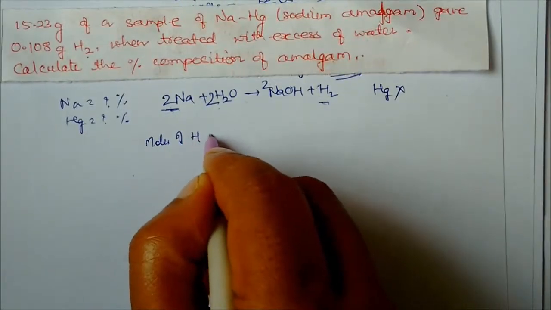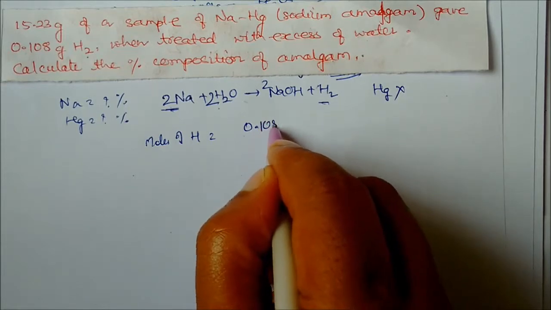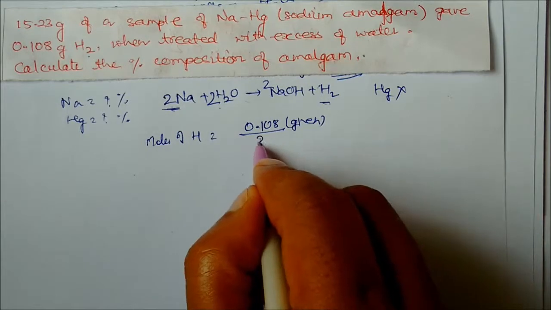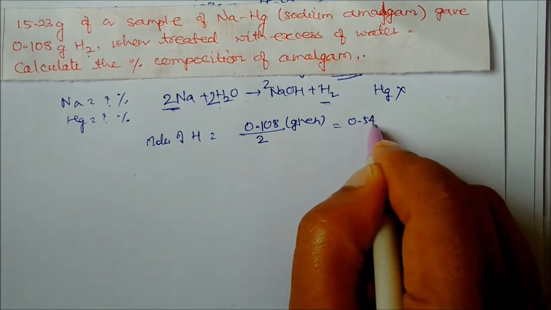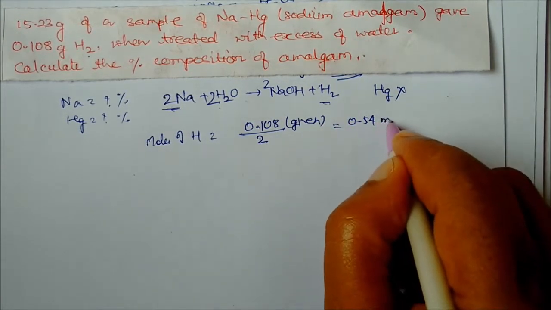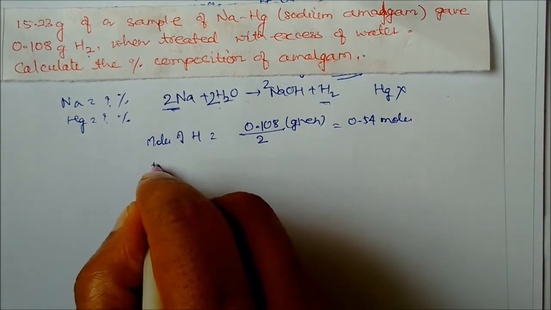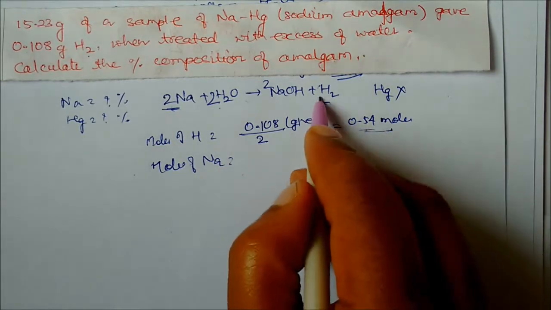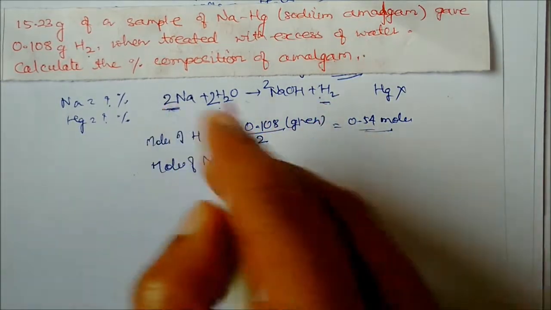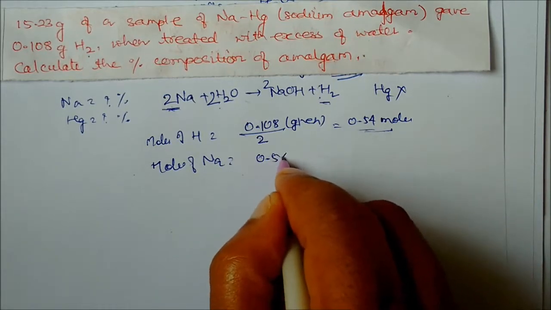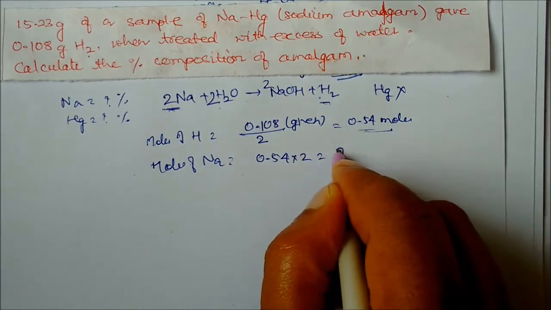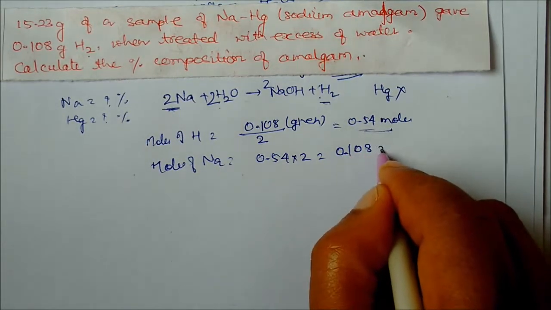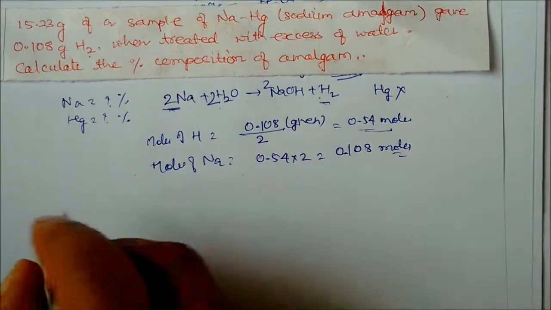So moles of hydrogen will be 0.108. This quantity is given, divide by molar mass 2. So we will get here 0.054 moles. Now sodium will be how much? The moles of sodium will be, for 1 mole of hydrogen we are getting from 2 moles of sodium. So again for 0.054 moles you will get 0.108 moles of sodium. So now we can calculate.